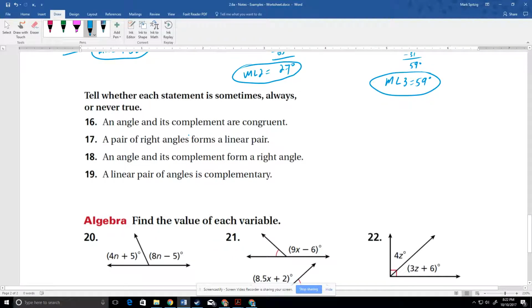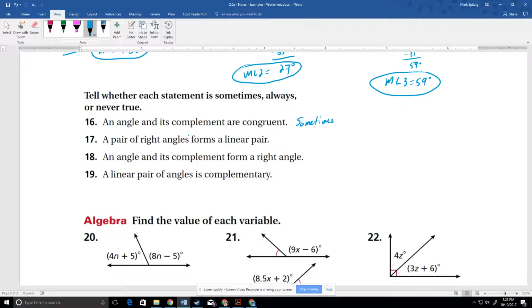All right, so we're trying to say always, sometimes, never true in this case. So again, if it's only true sometimes, we say sometimes. If it's always going to be true regardless, it's always. Otherwise, it's never true. So an angle and its complement are congruent. An angle and its complement have to add to 90. Is there any time that they can be congruent? Yeah, if they're 45. There's only one time that they can be congruent, but it's when they're both 45 degrees. So that would be sometimes.